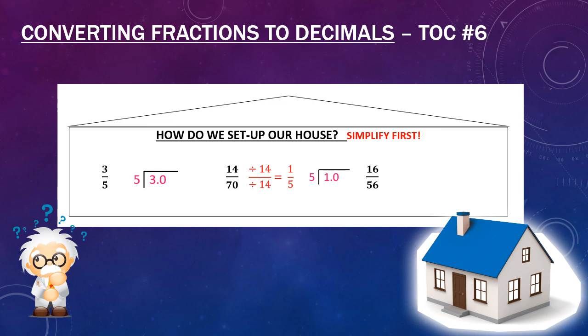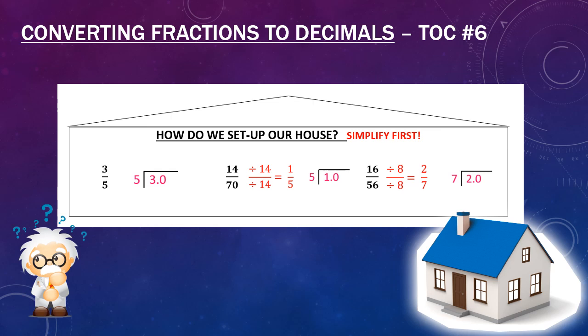You could divide both of those by 2, you could divide them by 4, but the greatest common factor is actually 8. And if I divide those by 8, I end up getting 2/7. And in that case, 2 is going to go in the house and 7 goes on the outside of the house. And I add my decimal behind the 2 along with at least 1 zero.